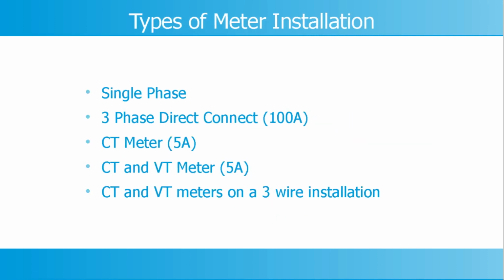Meters typically come in either single phase or three phase. Single phase is typically used by residential and commercial consumers, and three phase is typically used by heavy commercial and industrial consumers. Three phase meters come in a couple of categories: 100 amp direct connect, 5 amp CT meters, CT and VT meters. CT and VT meters with 3-wire installation.